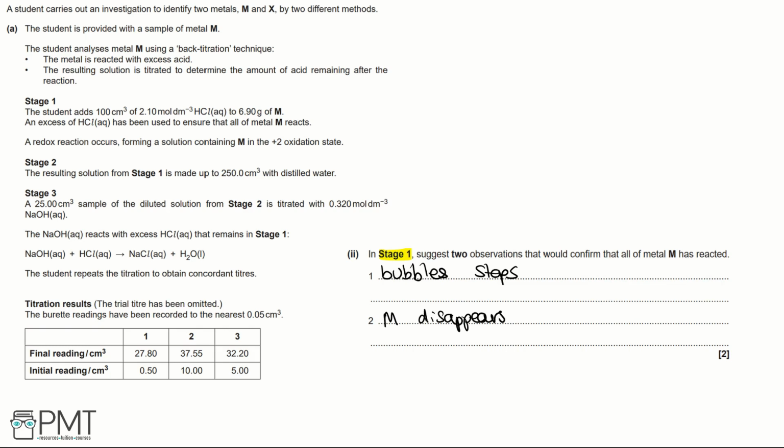To get the 2 marks for this question, you get 1 mark for saying that the bubbles or the effervescence or the fizzing is going to stop. That's your first mark. And then your second mark comes from saying M, the metal, disappears or dissolves.